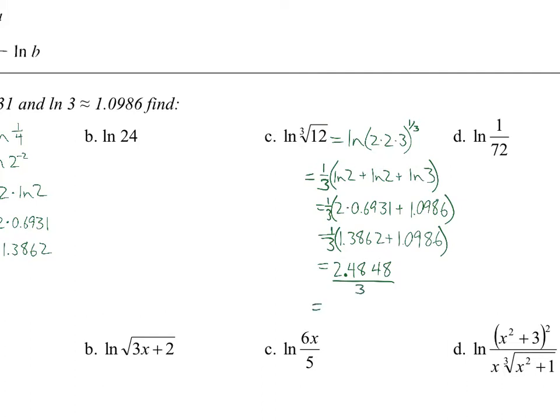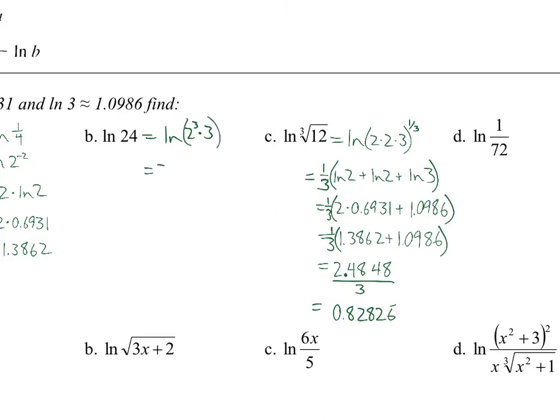So, what do we get there? That's going to be a 0.8282 and then 6 repeating. Yeah. Okay. There we go. ln of 24 we would do similarly, except we'd have 3 ln of 2's. Okay, because 24 is 2 cubed times 3. 8 times 3.